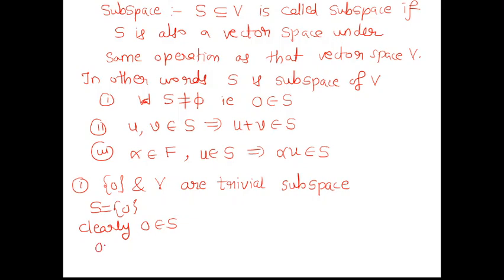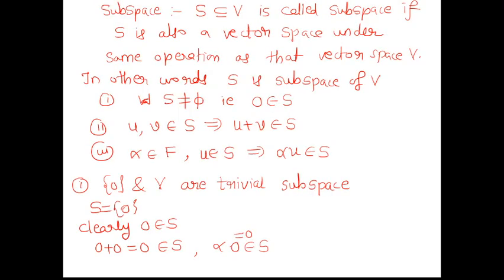Again, we know that 0 plus 0 is nothing but 0. So this condition of vector addition also gets satisfied. Again, if I multiply 0 by some number alpha, then this is also an element of S, because alpha times 0 is equal to 0 and it belongs to S. In this way, all three conditions are verified. Therefore, the singleton set {0} is a subspace of vector space V, and this is the smallest subspace of any given vector space.